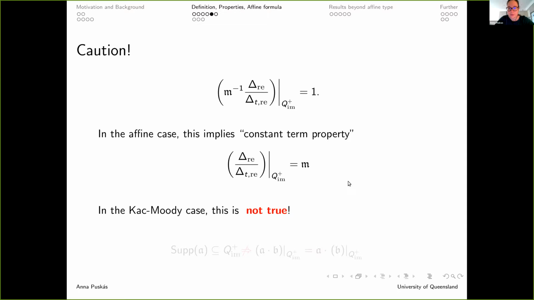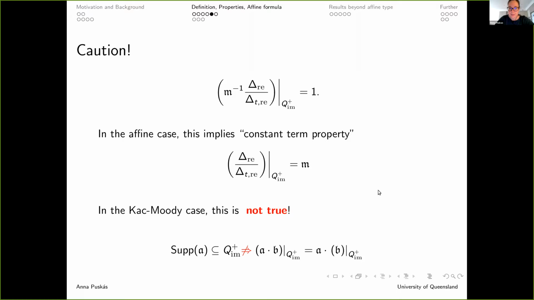So generally for two power series A and B, just because the support of A is contained in the positive imaginary root cone, it doesn't mean that if we restrict A times B to the positive imaginary root cone, that's the same as restricting B alone; I can't take A out of this product. So somehow restricting to the imaginary root cone and multiplying do not commute, I can't change the order of those two.